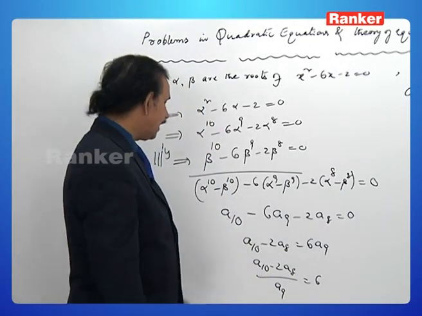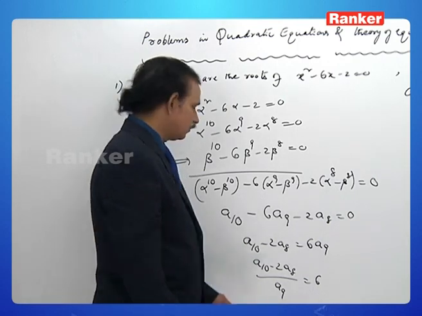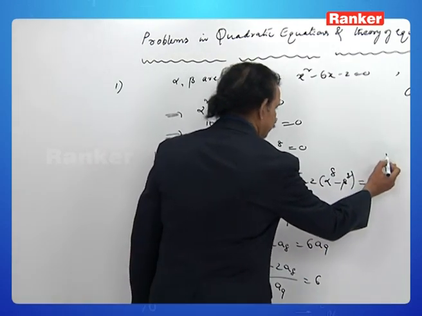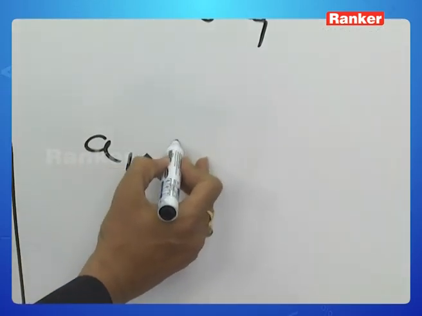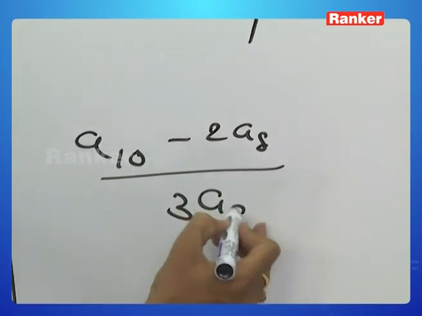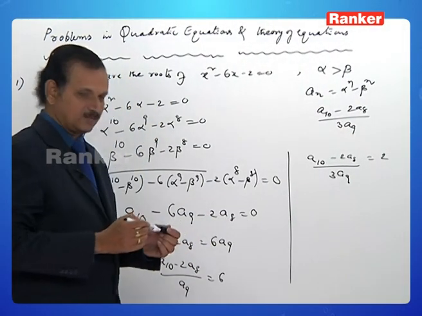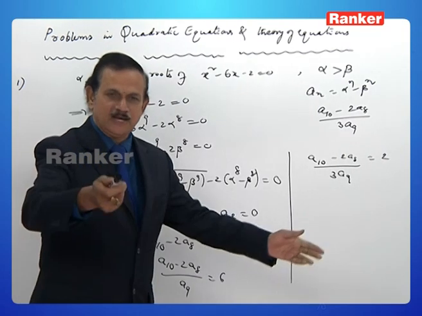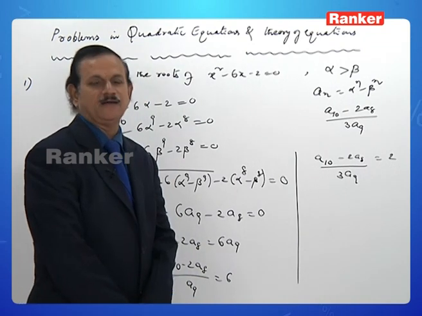Actually, we need a10 minus 2a8 by 3a9. So again, divide on both sides by 3. We shall have a10 minus 2a8 by 3a9 is equal to 6 by 3, that is 2. So the answer is 2. It is available in the second option, that is option B. Option B is the right answer.